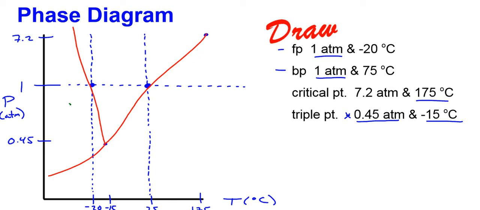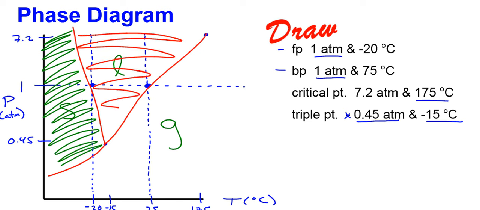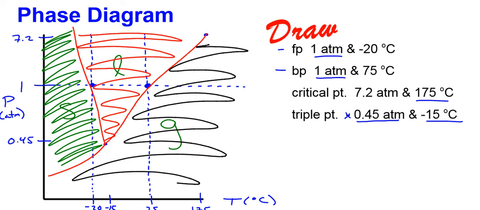Hopefully you said this is the solid, this is the liquid, and this is the gas. Now, when we're taking a look at that, please understand that all of this is the solid, not just where the dotted lines are. All of this is the liquid, and all of this is the gas, technically.